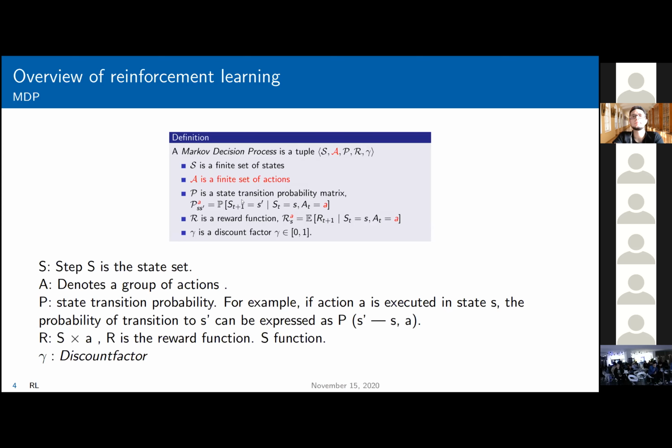In reinforcement learning, the agent and the environment are always interacting. At each time step, the agent receives the state from the environment. Based on this state, the agent will take an action, and this action acts on the environment, so the agent receives a reward and reaches a new state. Therefore, the interaction between the agent and the environment is actually a sequence.